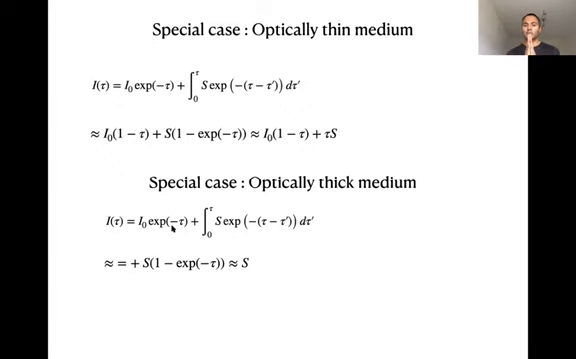So if the optical depth is very low, you basically go to one end of the dial, which is you just see the background source. You don't see the emission from the medium itself. But if the optical depth is very high, you go to the other end of the dial where you're only seeing emission from the medium.